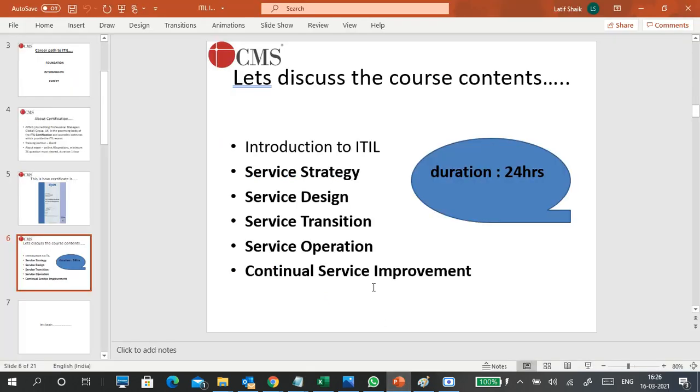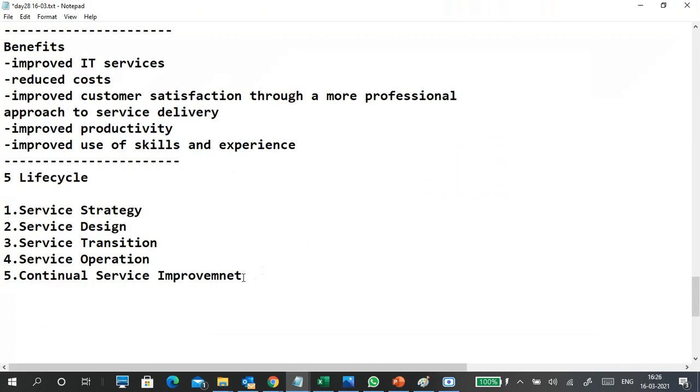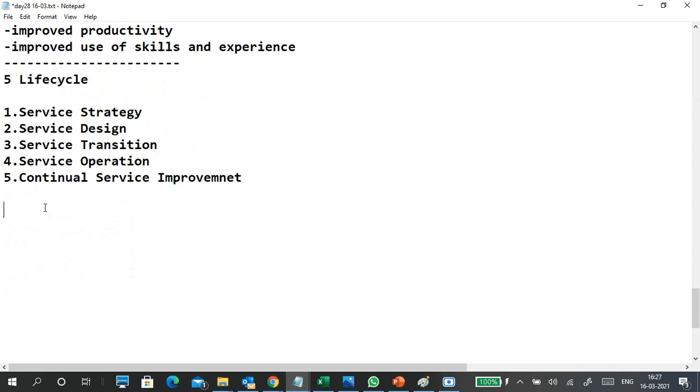One second, I'll check it once. Continual service improvement. So these are the 5 life cycles. Here I put it easily: service strategy, service design, service transition, service operations, continual service improvement. Guys, anybody, no problem. We can start with anybody. Please tell the 5 life cycles. Just read it, that's enough.